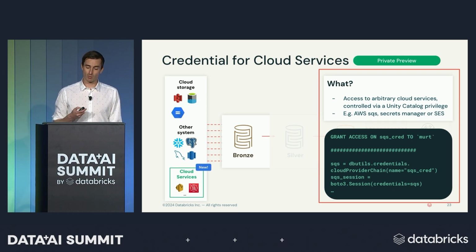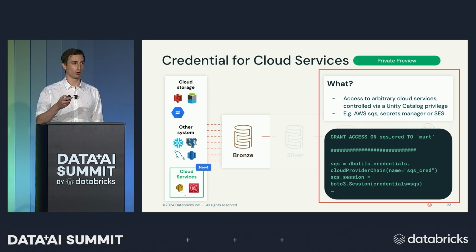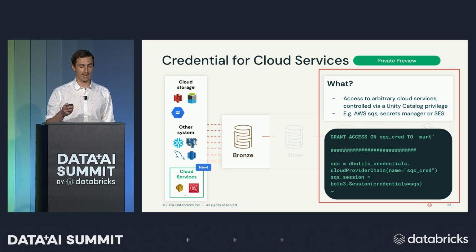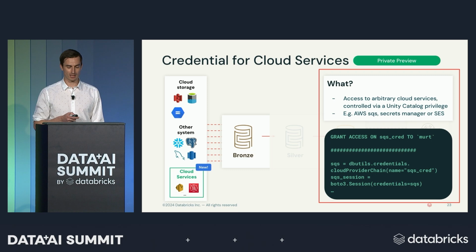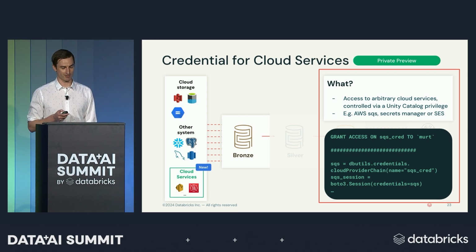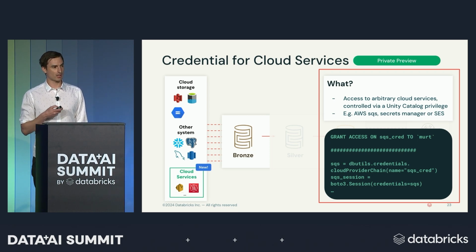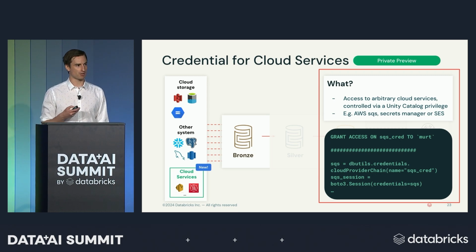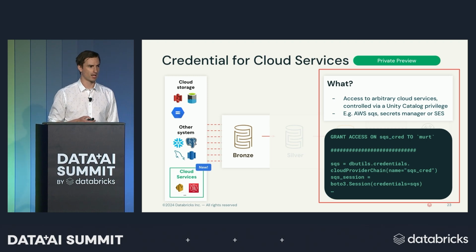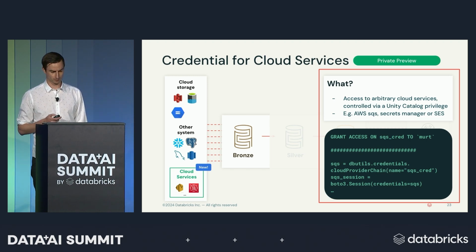So what he can do, or we can do, is just register that IAM role as a cloud service in Unity, and then perform the grant in the top of the green writing here: grant access on this SQS cred to Mert, and then he can go ahead and grab that credential in his code and access the SQS service. So in a nutshell, this cloud service object is this more arbitrary type of object that allows you to register something like an IAM role and then use it in your code. So lots of customers are thinking about using this for things like AWS Secrets Manager as well.